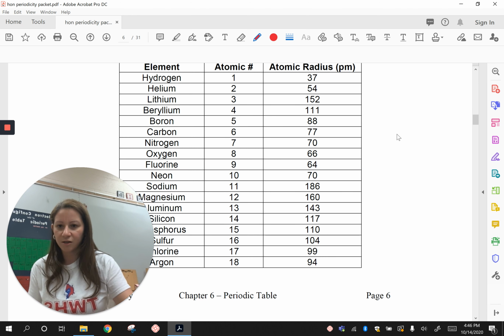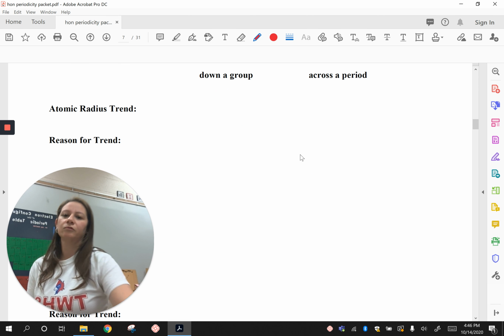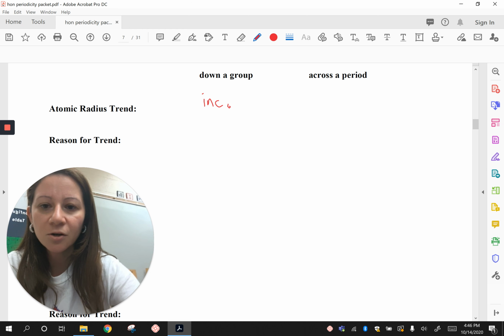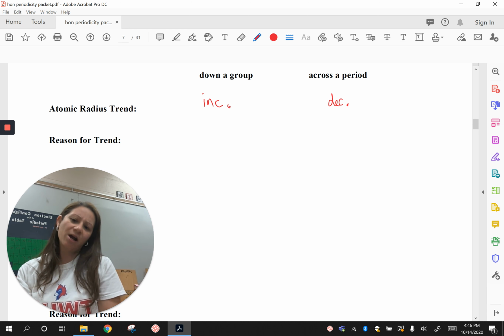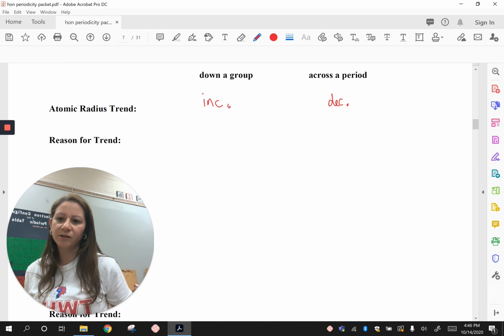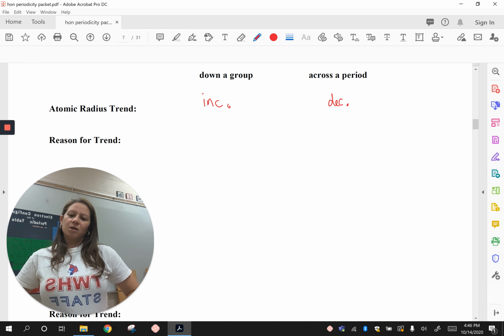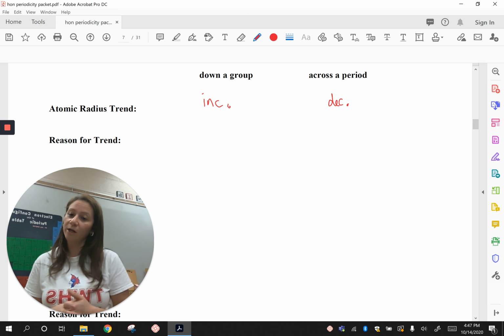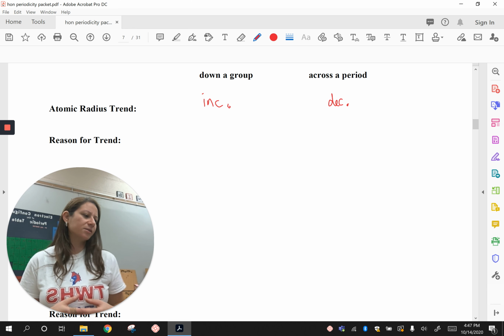So let's write down that trend and then think about why the trend is the way it is. For the atomic radius trend down a group, we said it was getting bigger. The radius is increasing. Across a period, we said it's getting smaller. It's decreasing. Now let's think about the attraction, Zeff. Remember, Zeff is the net attraction between the nucleus and the valence electrons. You can think about Zeff, the attraction, causing the size trend, or you can think about the size trend causing the Zeff trend. So let's think about this.